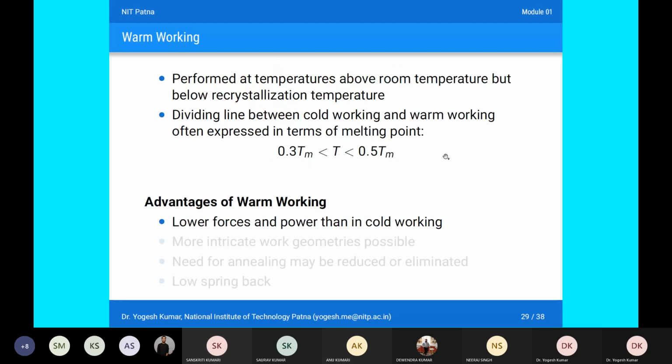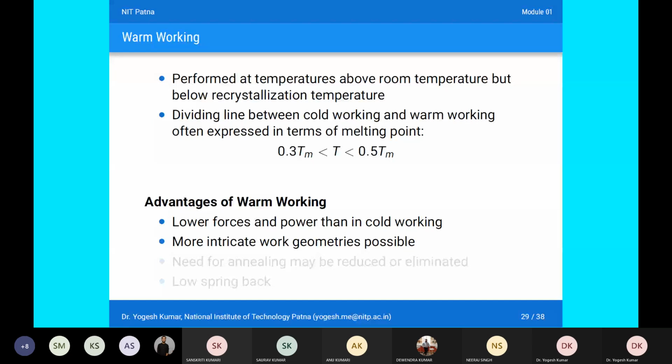Second advantage is more intricate work geometries are possible. In the case of cold working, it may not be possible to get near net shape in the case of intricate work geometries or complex geometries. In the case of warm working process, the more complex geometries can be obtained using your warm working process.